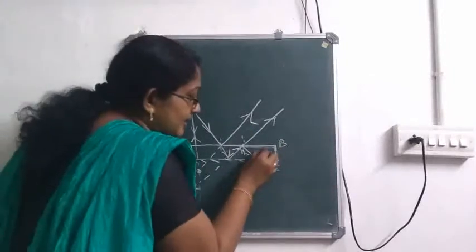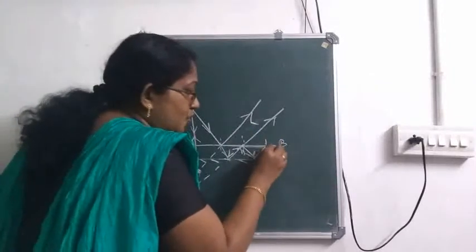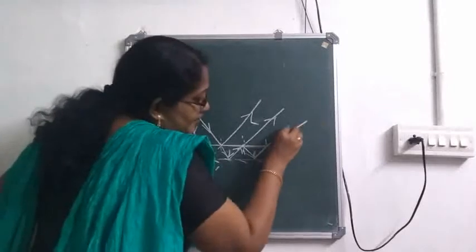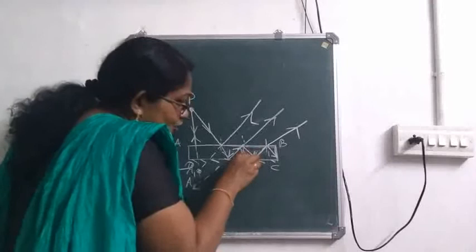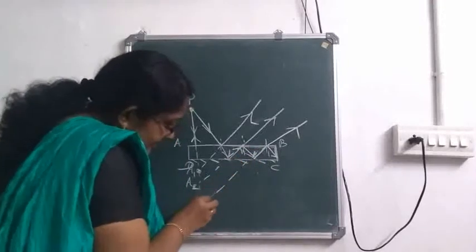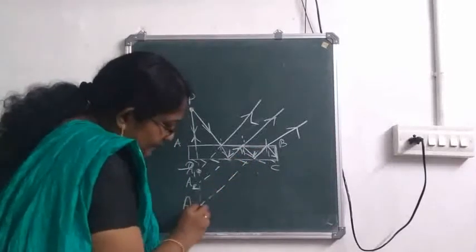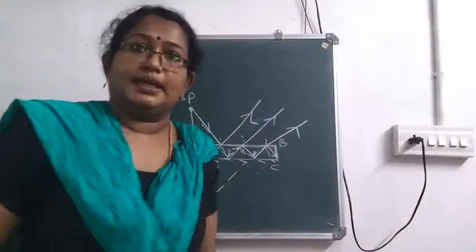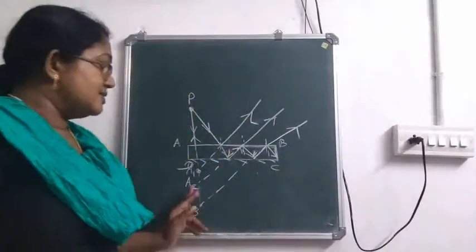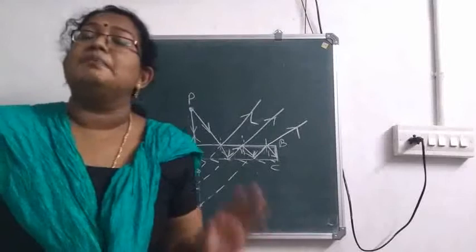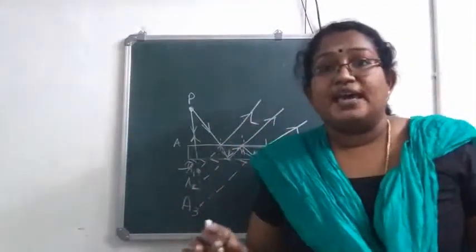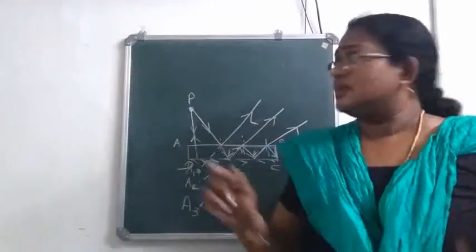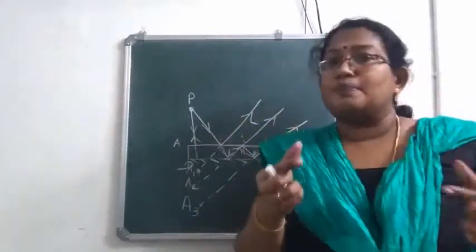It hits here. Then again what happens? It goes there, gets refracted. Some part gets reflected. And here again you will be getting the next image, A3. And this will be continuing. And in this, the second image will be the brightest. First one, already I told you, it's very faint. What is the reason? Because it is due to a very small part of the light ray.